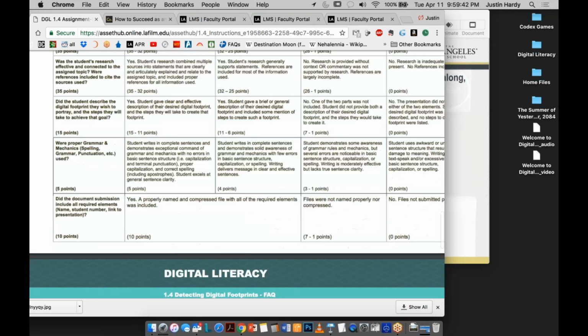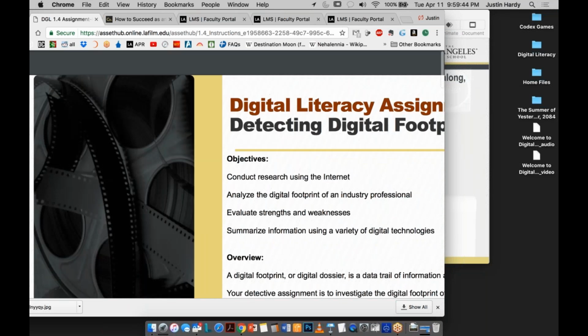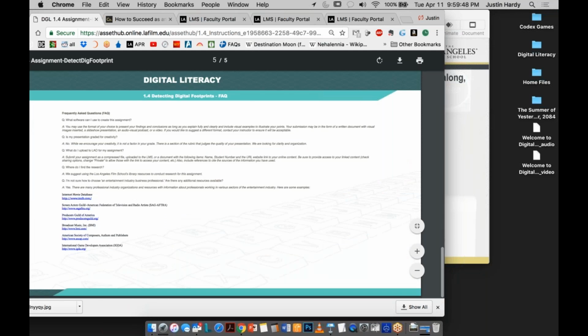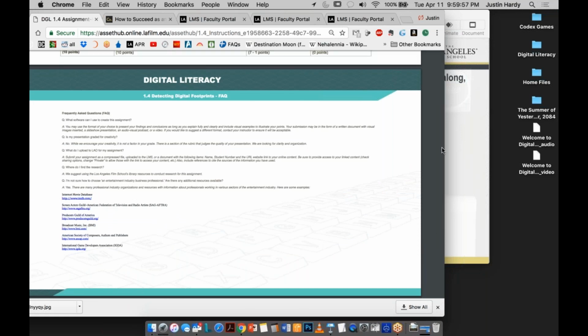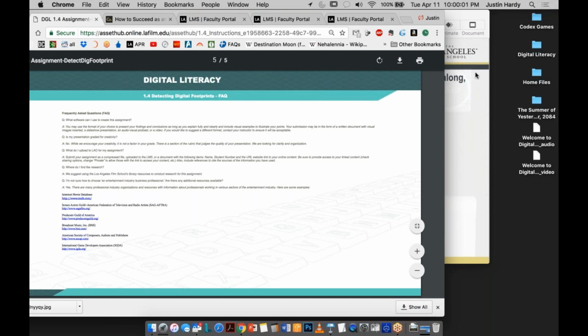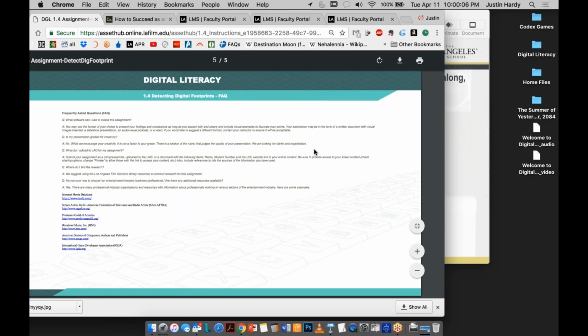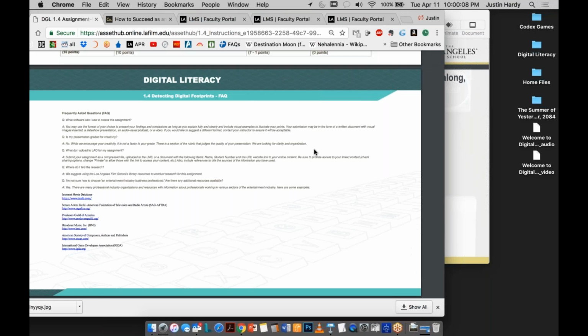And at the end of the assignment 1.4 document, there are a number of resources available to you. So if you have any questions about finding industry professionals, like there might be a list or a database, these links will provide that information for you. Okay, that is all of the information that I have pertaining to the assignment.